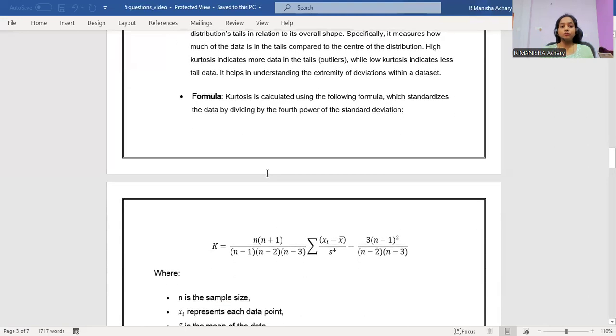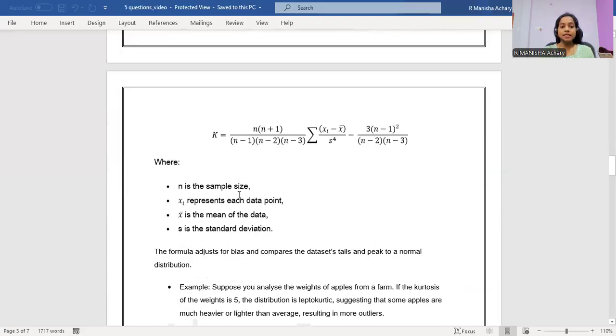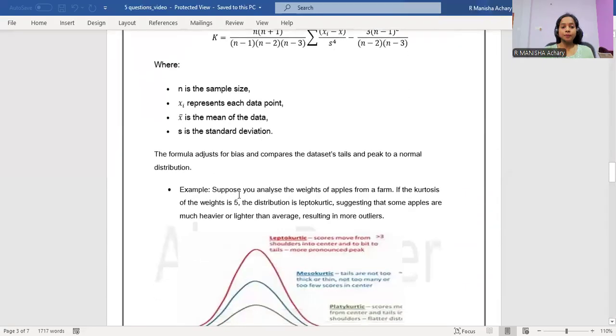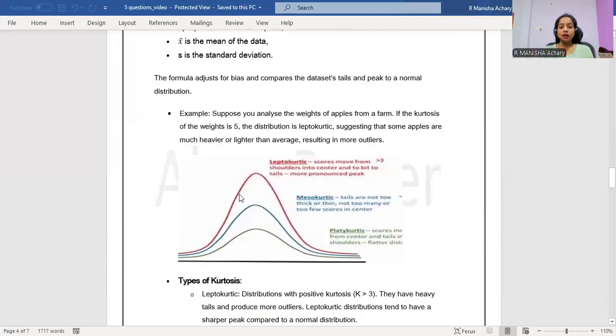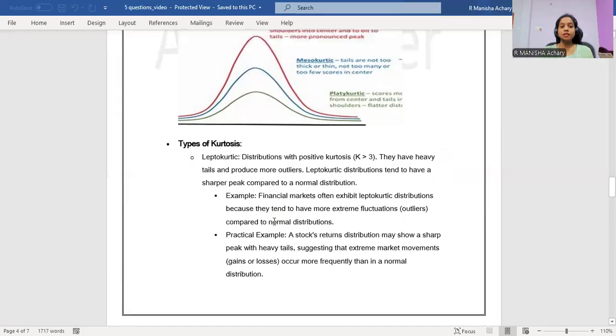The formula to calculate kurtosis is like this: k equals this formula, where n is the sample size, x_i represents each data point, x bar is the mean of the data, and s is the standard deviation. Here, this high is leptokurtic. Kurtosis is of three types: leptokurtic, mesokurtic, platykurtic. What is leptokurtic?